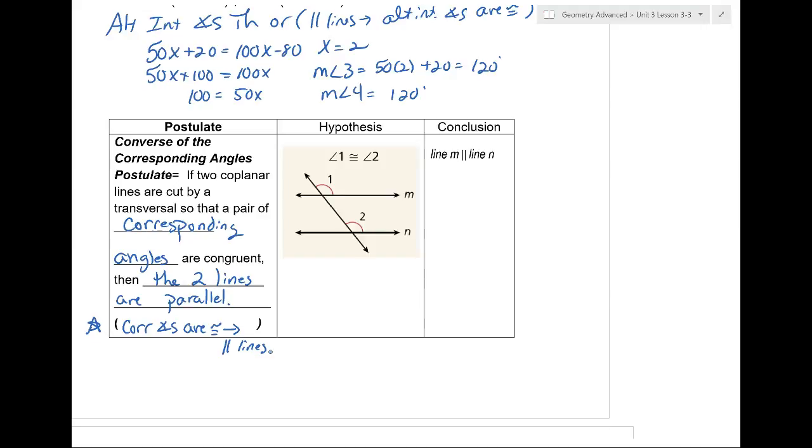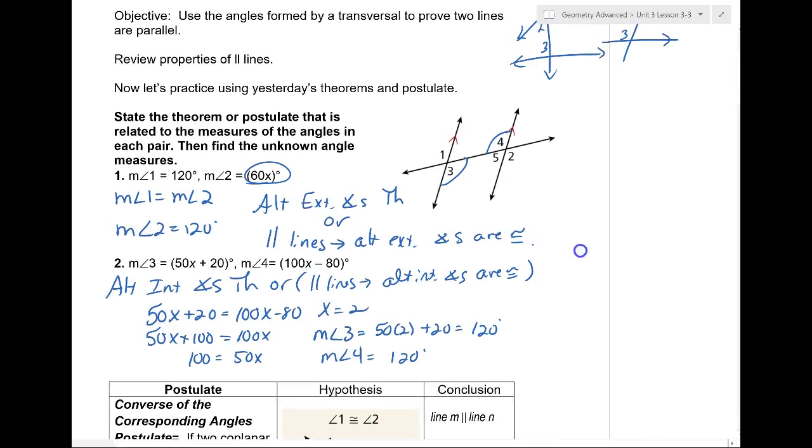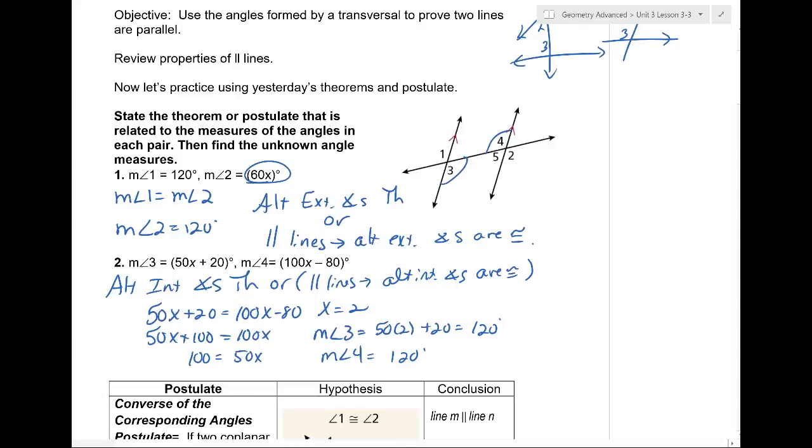Notice what's marked differently. Where I start is different. This time I mark the angles congruent first. As a result, I then know my lines are parallel. What was different up above? My lines were what first? My lines were parallel first, then I could work with the angles. It just switched which one you're looking at first.